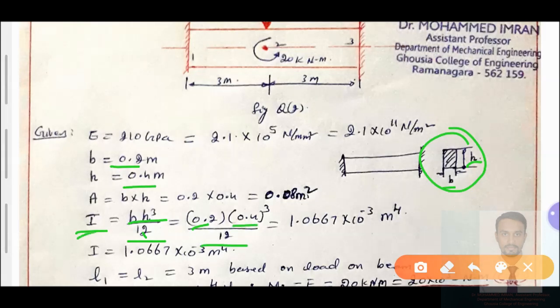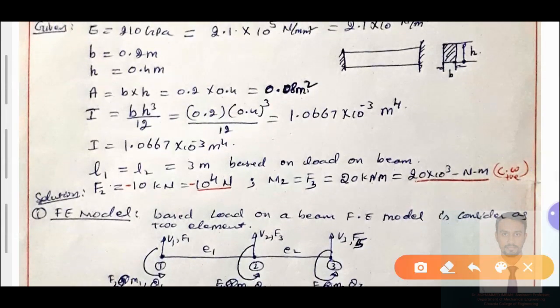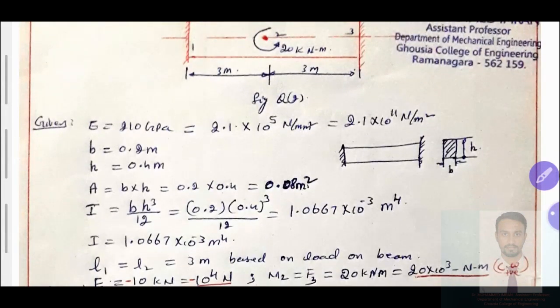Divided by 12, the moment of inertia is equal to 1.0667 into 10 to the power of 3 meter power 4. Meter into meter cube means meter power 4. We know the units of moment of inertia. I have copied the same value here.